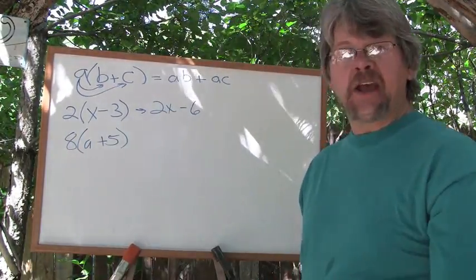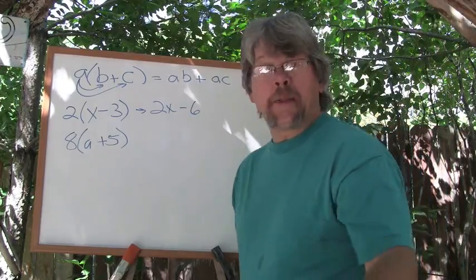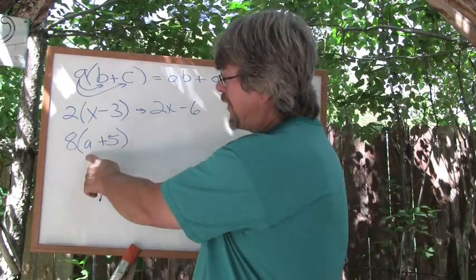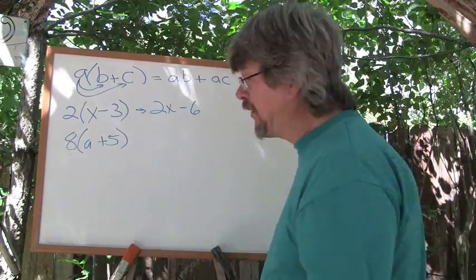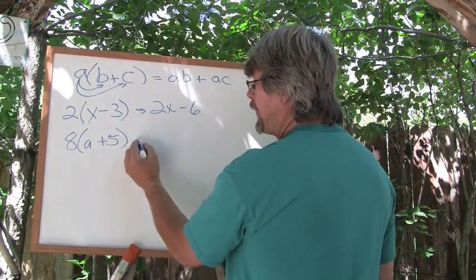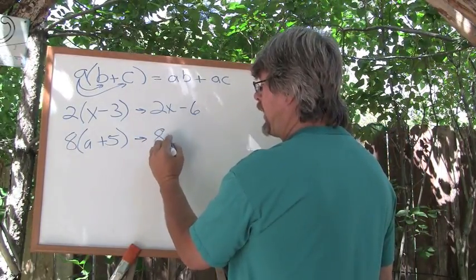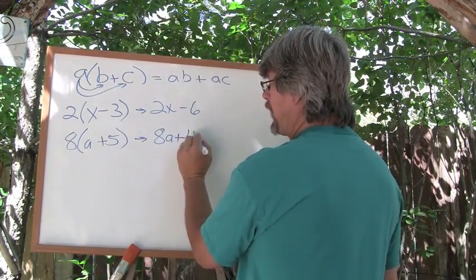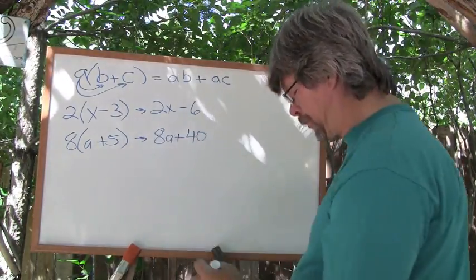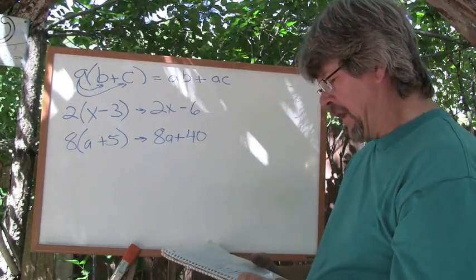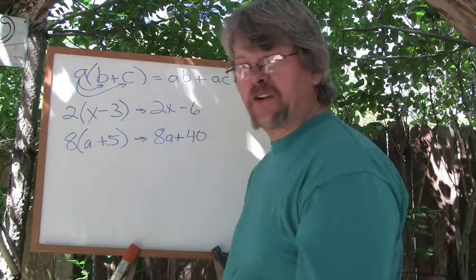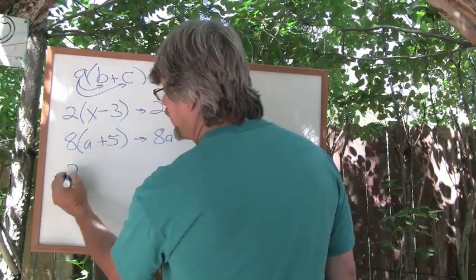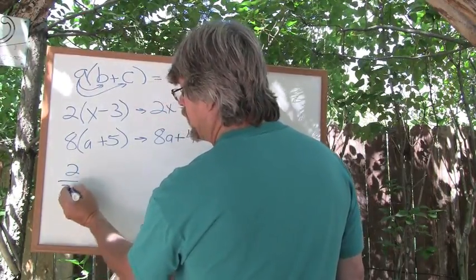8 times (a plus 5). We don't need to know the value of the variable in order to solve this. 8 times a equals 8a, plus 8 times 5 equals 40. And there's our expression. It's that simple. It works with fractions. It works with exponents. It doesn't matter.